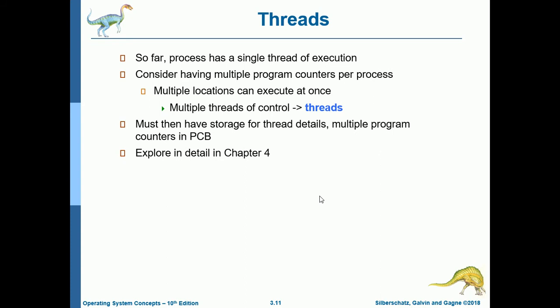So next we have threads. So far, a process has a single thread of execution. Consider having multiple program counters per process. So multiple locations can execute at once, with multiple threads of control. So we have threads, and we must then have storage for thread details, multiple program counters in the PCB. We will explore this in detail in chapter 4. Actually, there is a separate thread: if there's a process, there are threads. Imagine threads like this. We have a program and then it becomes a process because it is a program in execution.